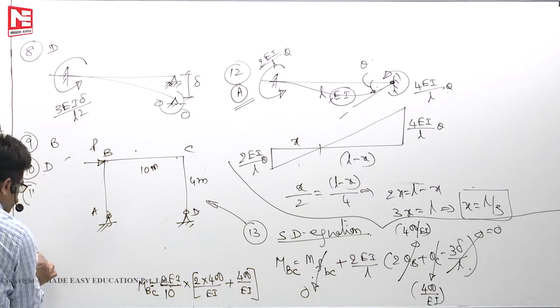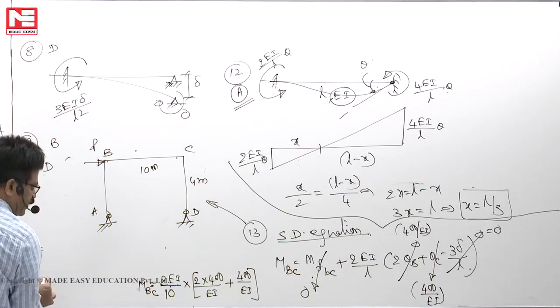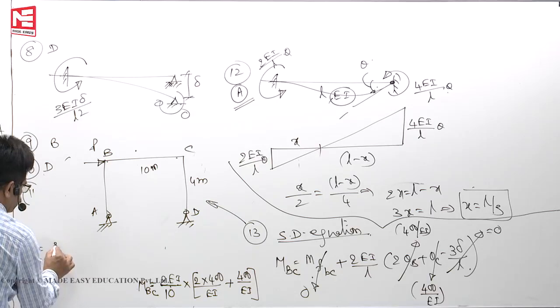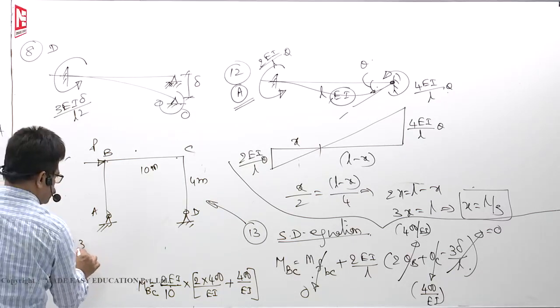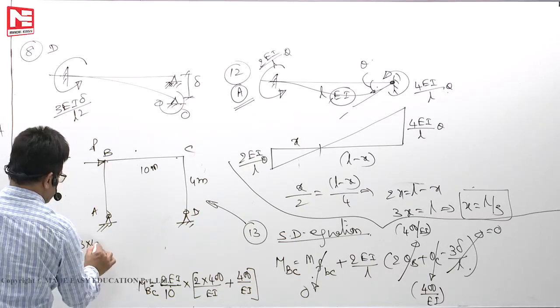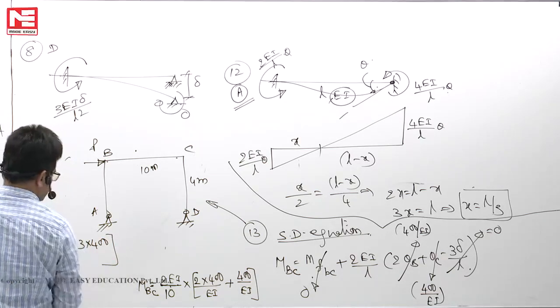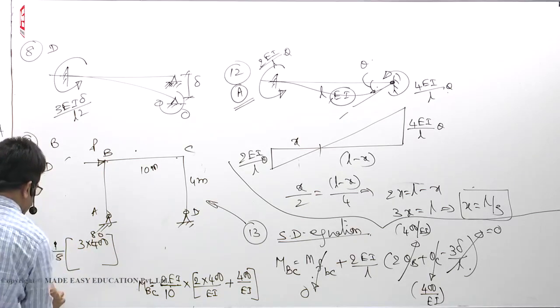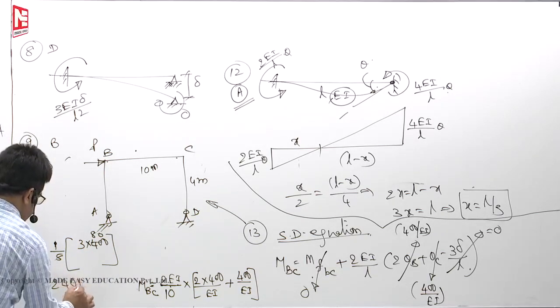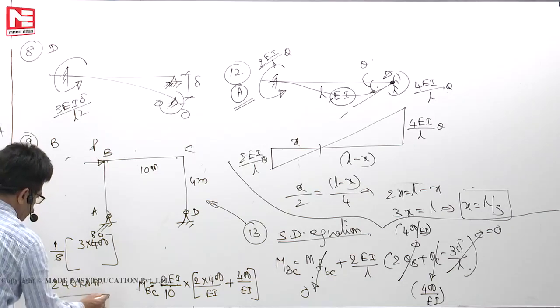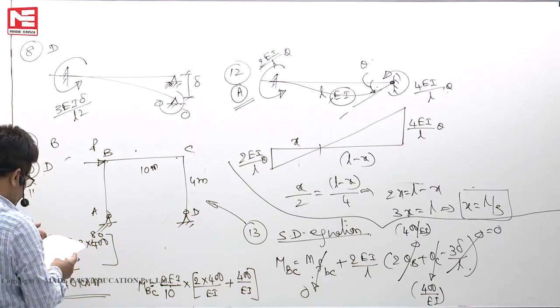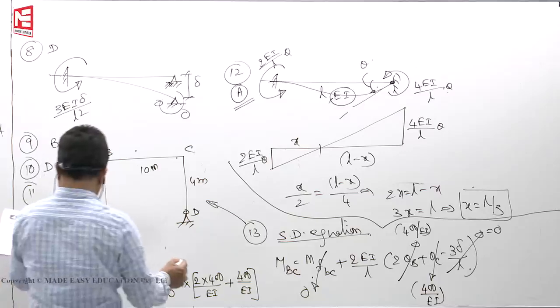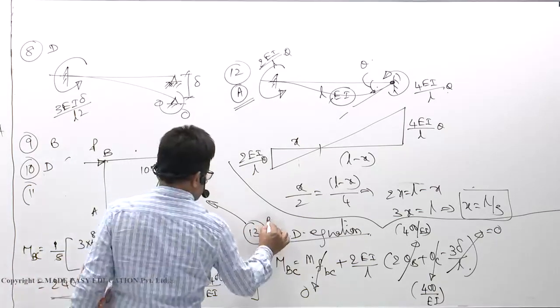So the moment at B for the span BC, EI cancels out. So 2 by 10 means 1 by 5 into 3 into 400. Okay, so 5 into 5, 8, 80. 80 into 3, 240. So you will get MBC as 240 kilonewton meter. So for the 13th question, 240 means B is the answer.